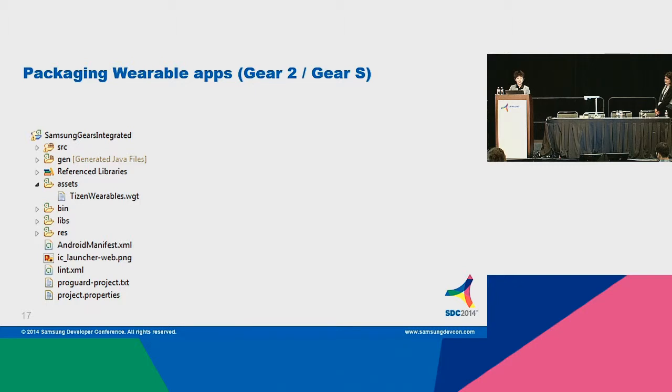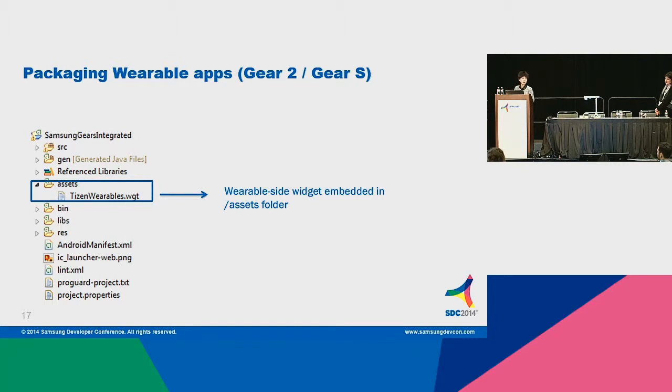So when you package for Gear 2 or Gear S, you have your Tizen wearable widget file. You need to copy this widget file over to your wrapper Android app assets folder. At the same time, you need to include one additional user permission in your Android manifest. Basically, this line integrates your application with the Gear Manager interface package. And the Gear Manager will know there's a widget file embedded in this APK.